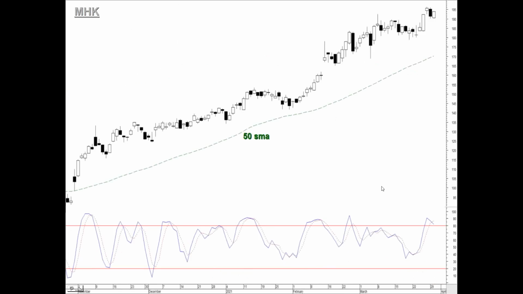Here's another example in MHK Mohawk, all right? Price is obviously going up. It's above the 50. Now, you knew well in advance, way back here when the stock was trading at about 105, that it wanted to go higher. Not because of the earnings, not because of some guy on TV or some guy in a chat room. You knew because the price was above the 50. You see how easy it is when you make your own decisions?